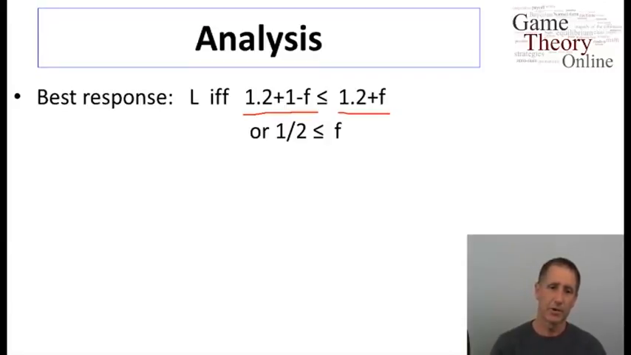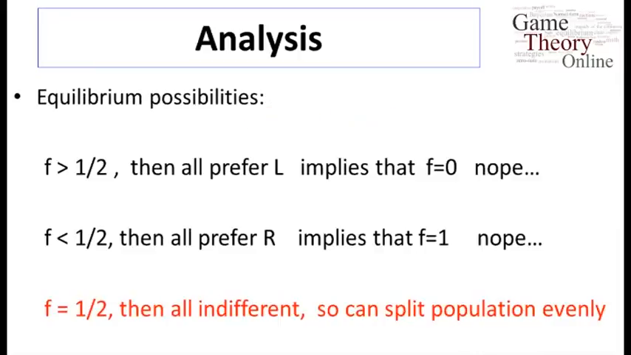Well, with that, we're in a position to show the equilibrium of this game. Let's think of 3 different possibilities corresponding to what fraction of players are going right.